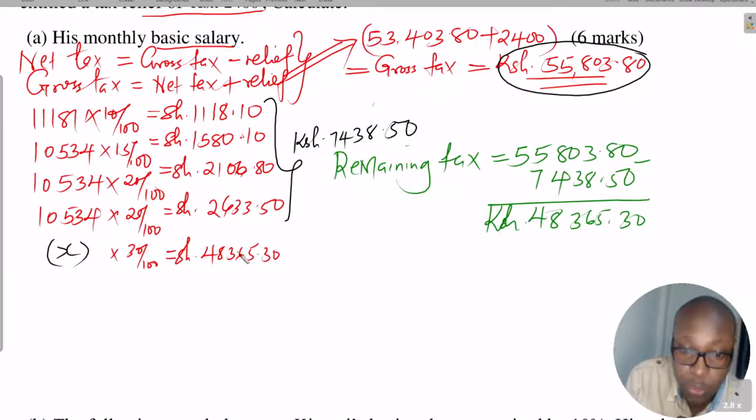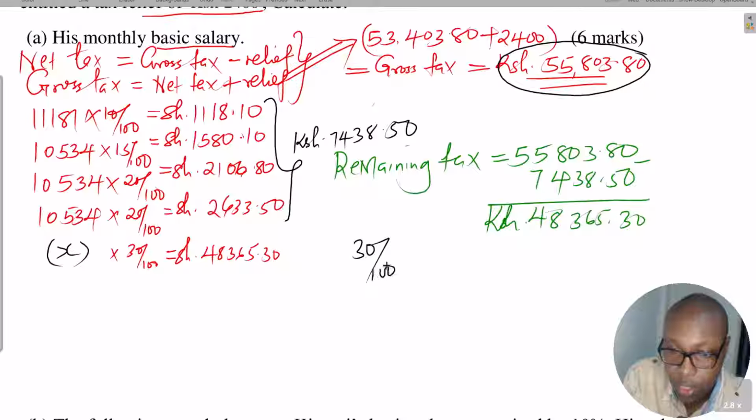The rate of 30% to give this tax. Remember, this column is of taxable income, this is the rate, and this is the tax. So you simply need to do that by multiplying: 30% multiplied by x, that is 30% of 100x, where x is the taxable income, will give a tax of 48,365 and 30 cents. So what is x?